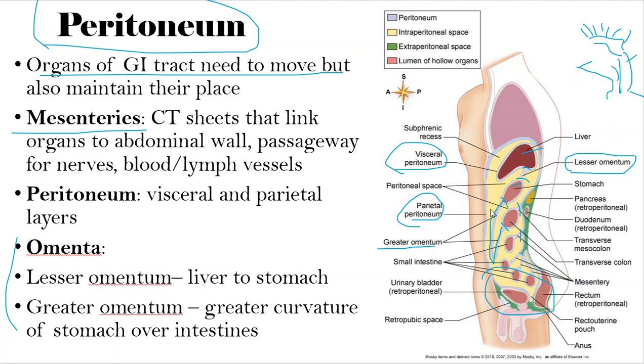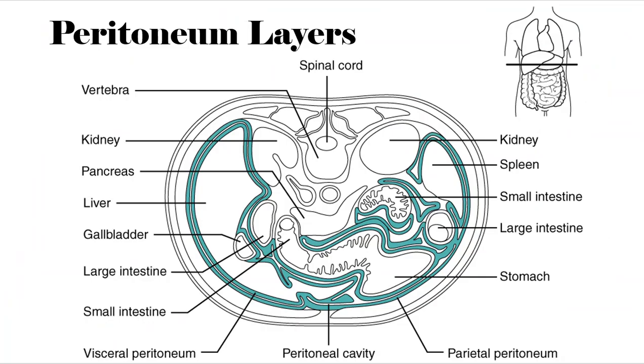This is a good illustration, but it's really hard to see. So you really are going to need to look at the models in the labs, and you'll be able to see all of these structures. The peritoneal layers, again, we've got a parietal, which is attached to the walls of the cavity. We have a visceral, which is attached to the organs.